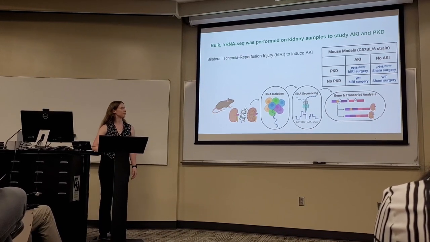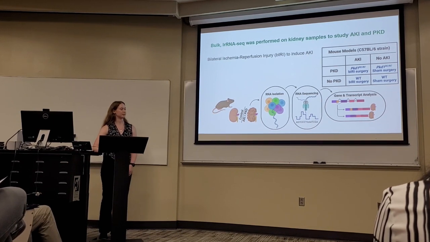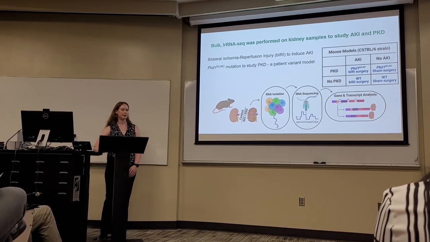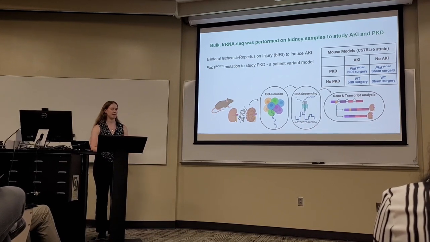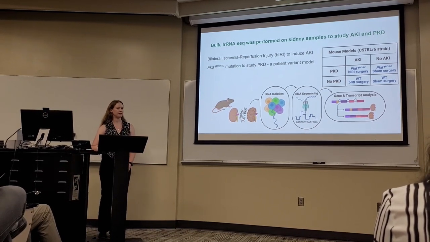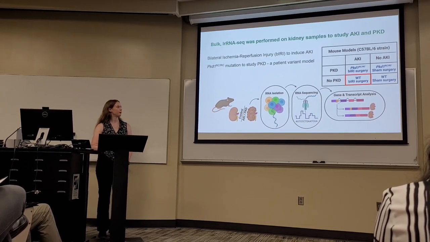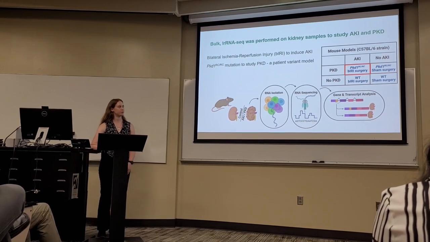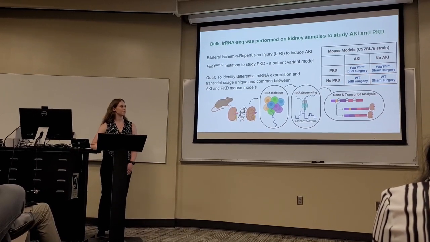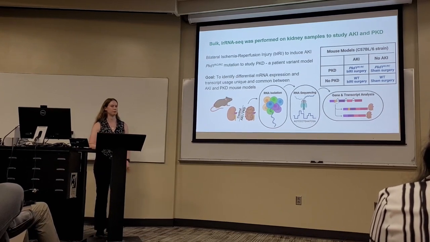In our study, we modeled both of these. For AKI, we use the Beyea surgery, which inhibits the blood flow to the kidneys, causing this acute injury. For PKD, we use the RCRC model, which is a mutation in the PKD1 gene to cause a mild form of PKD based off of the human patient variant model. So we have 4 samples: one with AKI, one with PKD, one with both, and one with neither. Our goal was to identify differential expression and transcript usage between our 4 models.